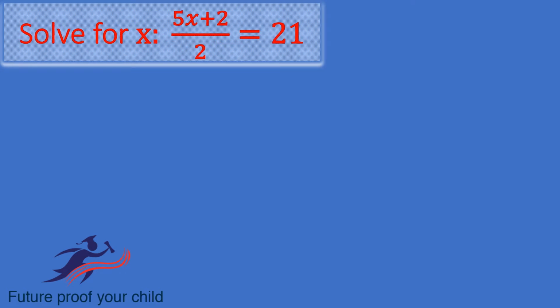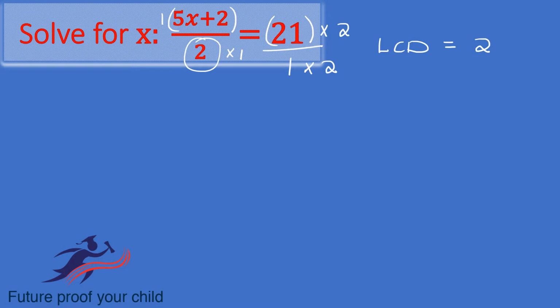5x plus 2 over 2 equals 21. It is so important for you to realize that there is only a 2 in this denominator and that the 21 is over 1. The LCD, the lowest common denominator, would be 2. On the left-hand side, I would multiply by 1 at the bottom and multiply by 1 on top. On the right-hand side, I would multiply the bottom by 2 and therefore the top by 2 as well.